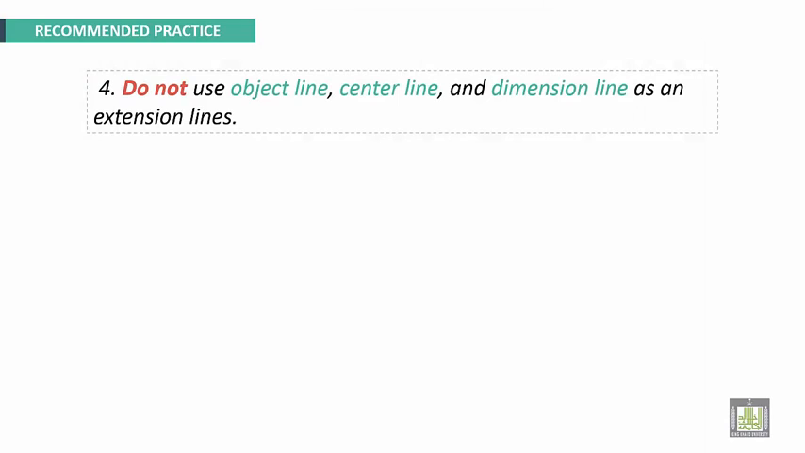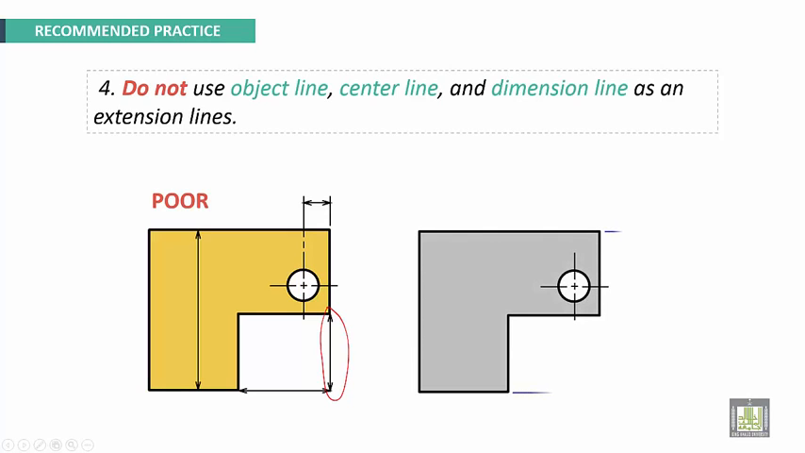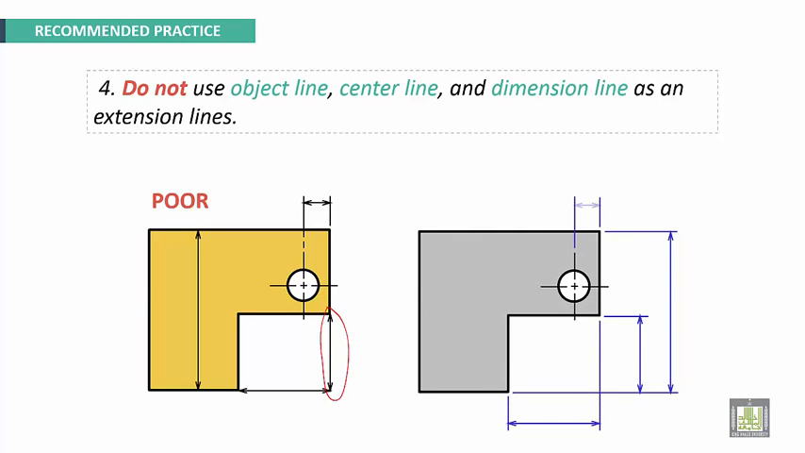Do not use an object line, center line, or dimension line as an extension line. Here, we extend the visible line, the object line, to be a dimension line. This is wrong. Here, we extend the center line to be an extension line for a dimension. This is wrong. Okay, this is good. Make it outside, and make a new line. This is an extension line. This is good.